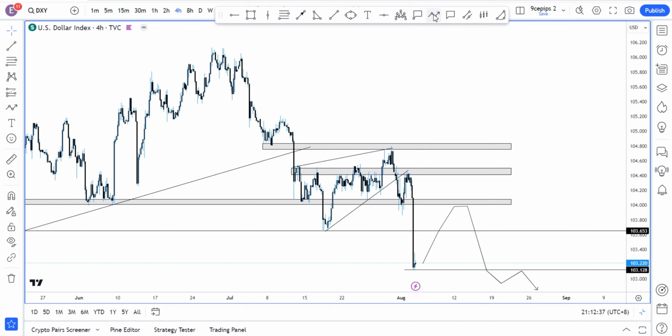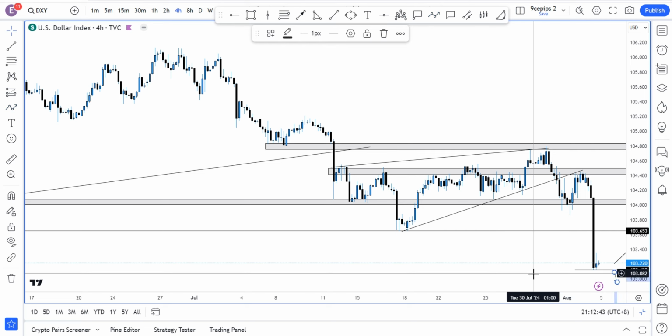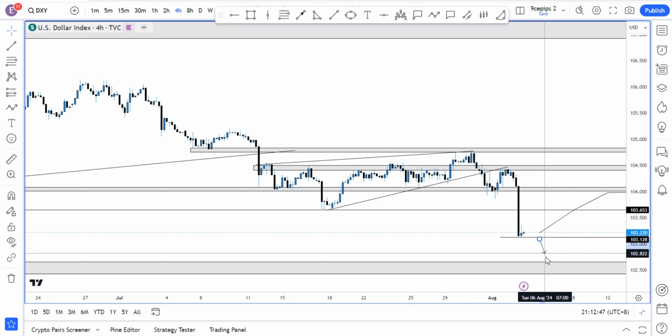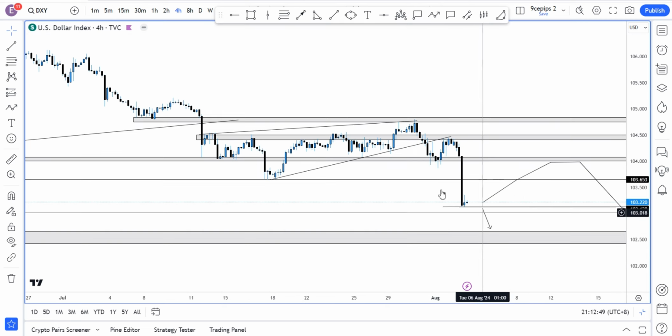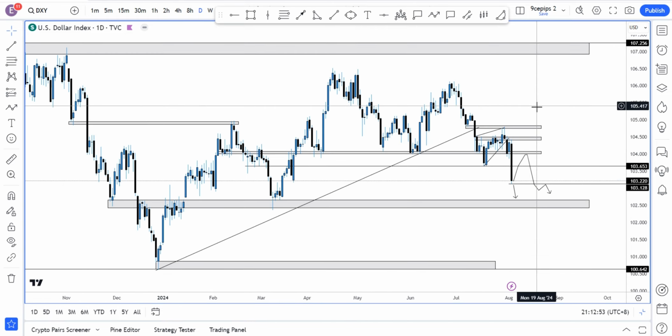And I'm not putting aside the fact that we might get just a continuation right after market open. Let me put this probably this way. So the possibility is there as well. Let me put this on the daily so it will be clear. Alright, so this is what I might be looking out for.